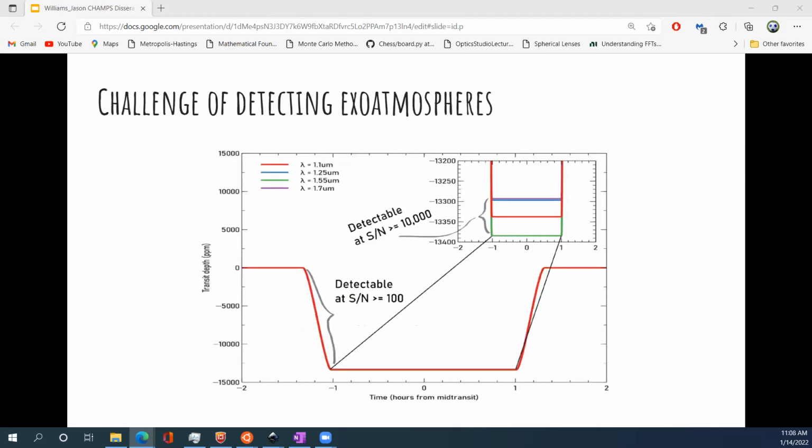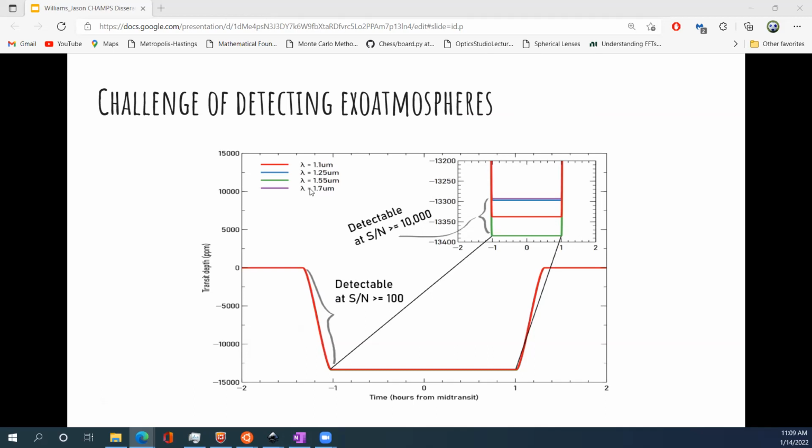The challenge of detecting exoatmospheres is twofold. One, you need to be sensitive enough to detect the drop in flux due to the planet, but also to then detect the wavelength dependent absorption in the atmosphere. What I'm trying to show here is the two different signal to noise regimes that planet detection and atmosphere detection are in.